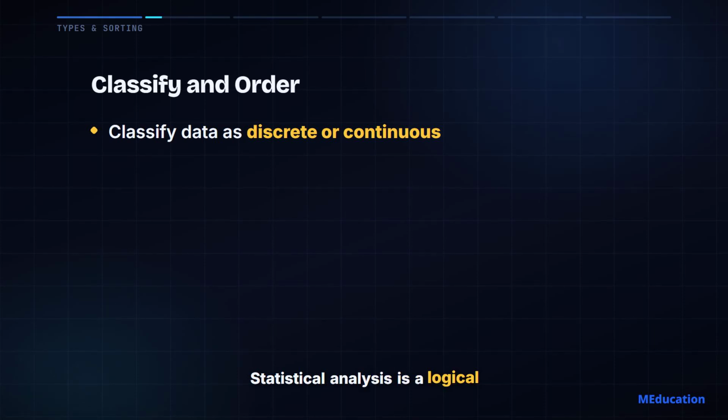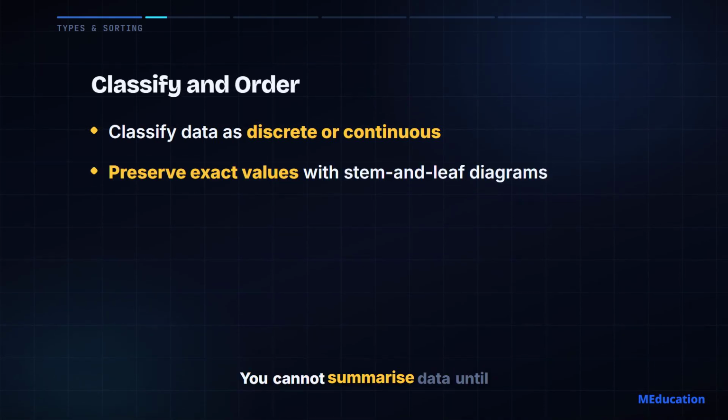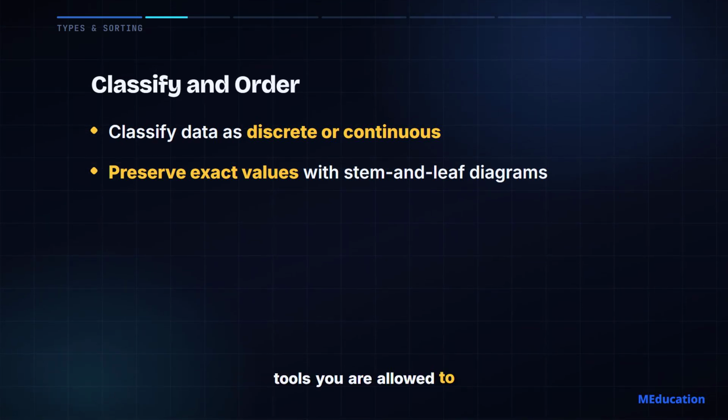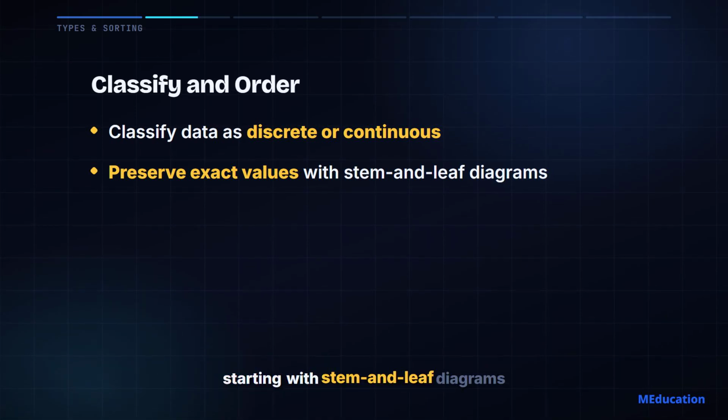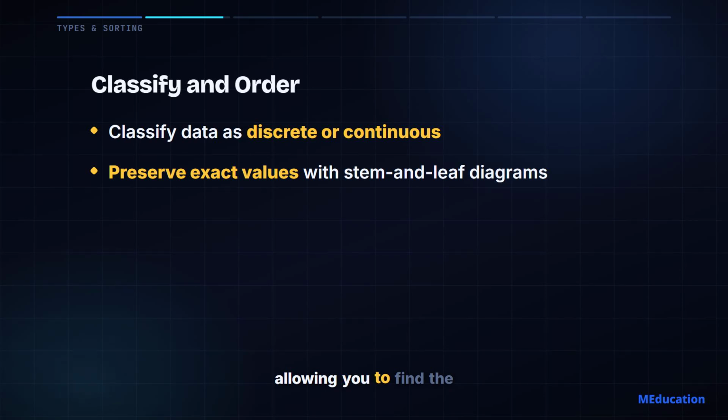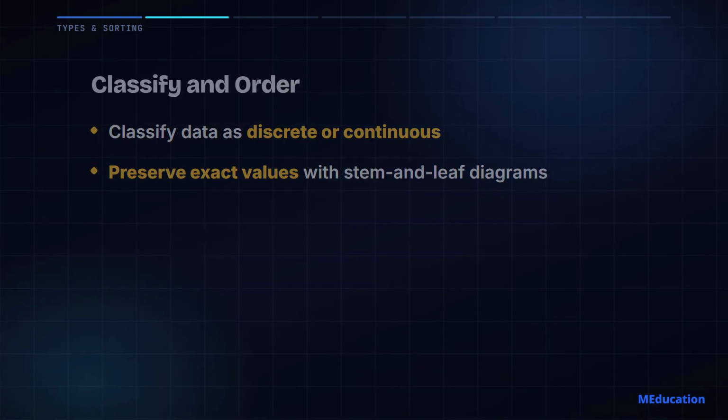Statistical analysis is a logical progression. You cannot summarize data until you know if it is discrete or continuous, as this dictates the mathematical tools you are allowed to use. From there, we explore visual tools, starting with stem and leaf diagrams. These are incredibly powerful for small datasets because they visually order the numbers while preserving every exact original value, allowing you to find the median instantly.